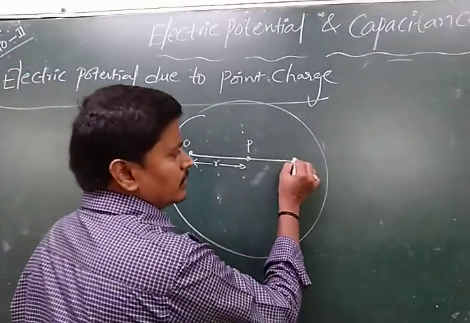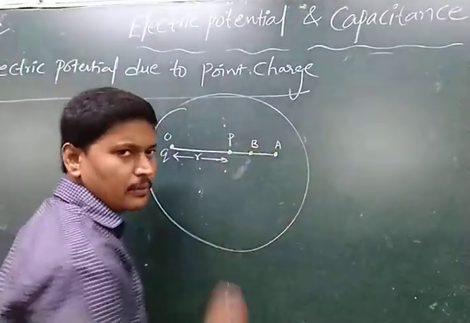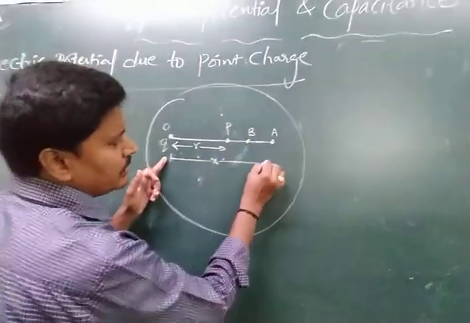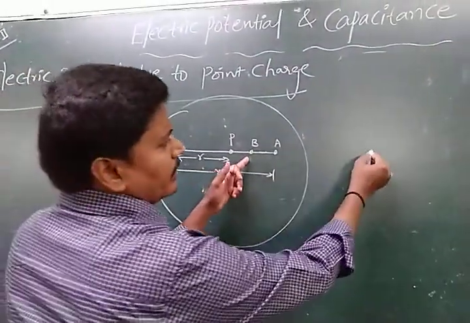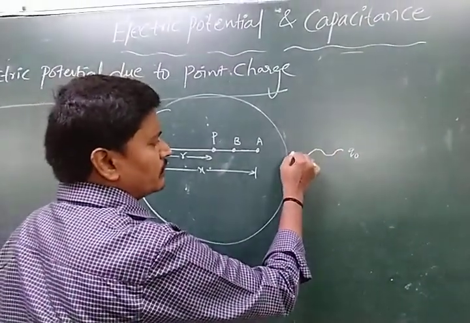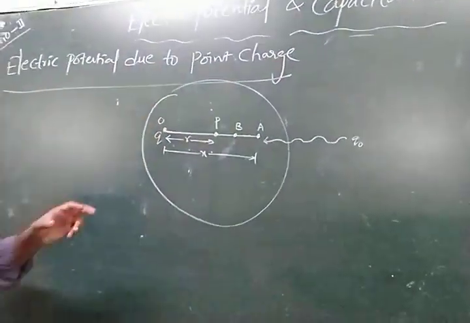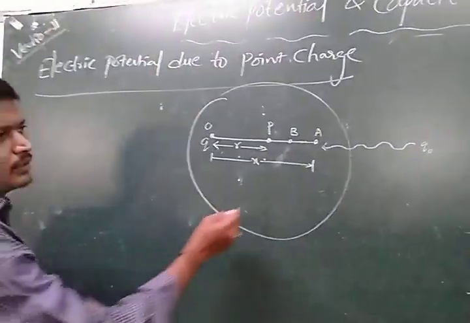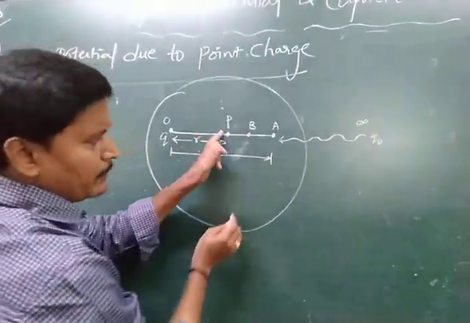Now we can consider two points here. This is point A and this is point B. That point A is located at a distance X from this point O. Now here we can consider one test charge Q0. It is brought from infinity to point P against the electric field. That is our aim. Then we can calculate the potential at this point P. So our aim is to bring the test charge from infinity to point P.